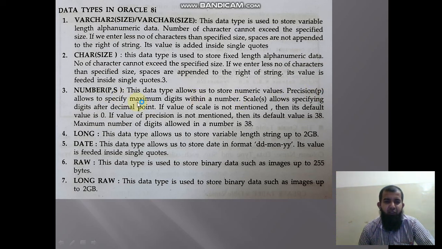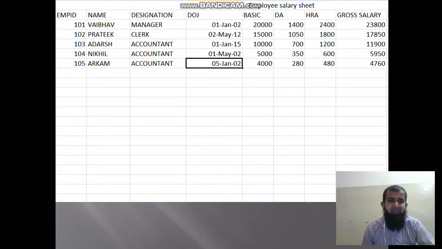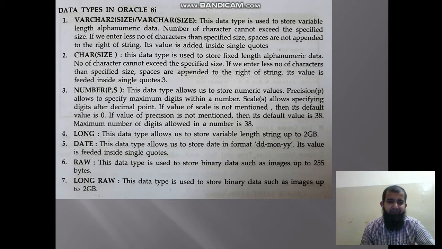Precision P allows you to specify the maximum digits within a number. P is the precision. For example, number 5, comma 2 means 5 digits you can mention. In this example, 101 contains 3 digits, and 20,000 contains 5 digits. Clear, no? That is the size.